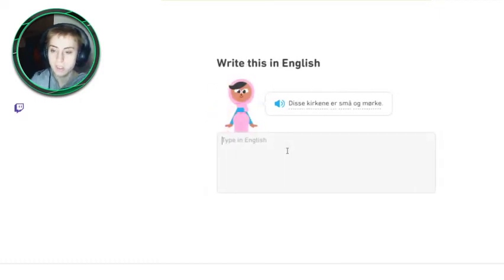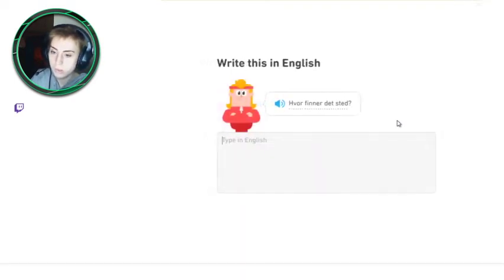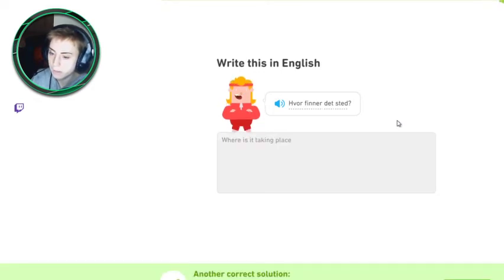Disse kirkene er små og mørke. These churches are small and dark. Slottet har 4 tårn. Castle has 4 towers. Hvor finner det sted? I just did this one. Where is it taking place?